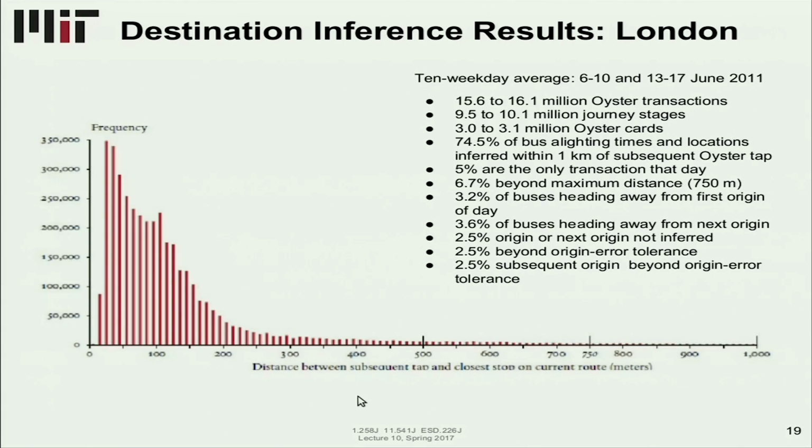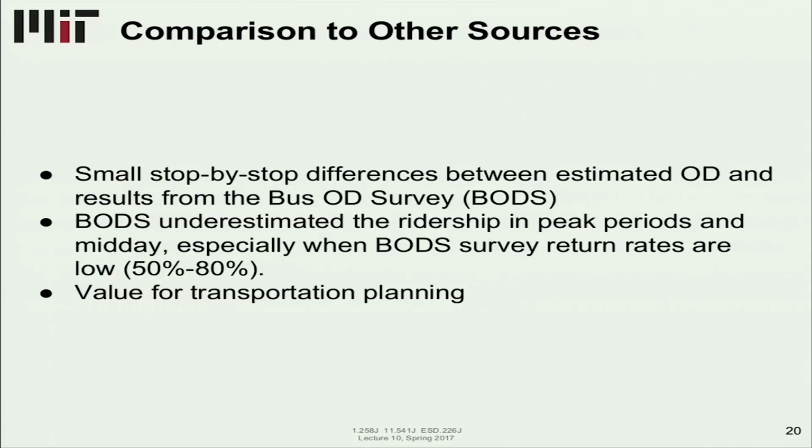Here's a distribution of distance between subsequent tap and closest stop on the current route. So how far away that you walk to the target from your destination, in other words. And there's a cutoff. If this were too far, we would not want to make an inference. But you can see that most people have quite short distances. So that's good. That means that our inference is likely to be true. More likely to be true. Okay? And you have some details here.